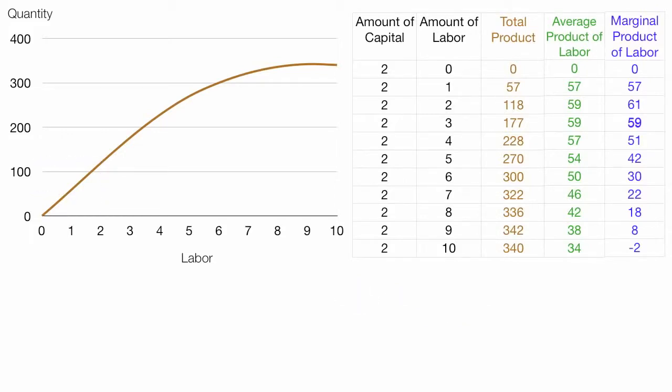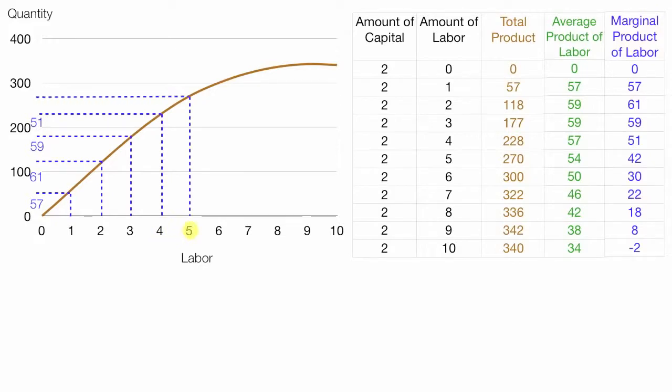So if I start out at 0, let me put a little yellow dot there at 0, and I go from 0 to 1, my marginal product of labor is 57. If I go from 1 to 2, it becomes 61. If I move from 2 to 3, it goes down, and it is 59. And I'll discuss why it goes down in a moment. From 3 to 4, it decreases again, and it goes down to 51. Notice how the brown curve kind of bends down. That's what's causing that to bend down, the decrease in marginal product of labor. And if I go from 5 to 6, it's down to 30. And so on and so forth if I continued on.